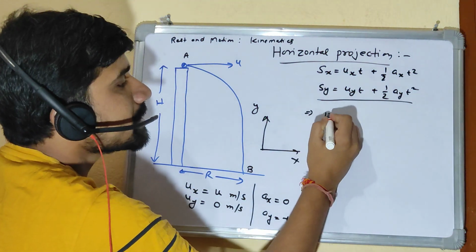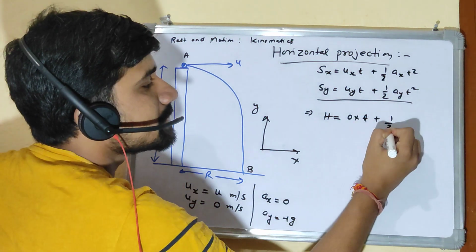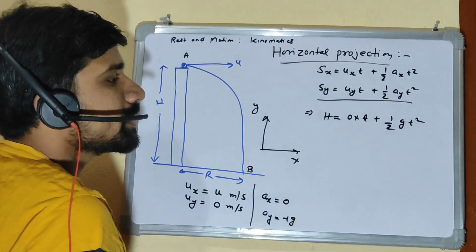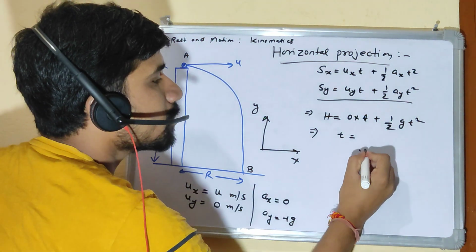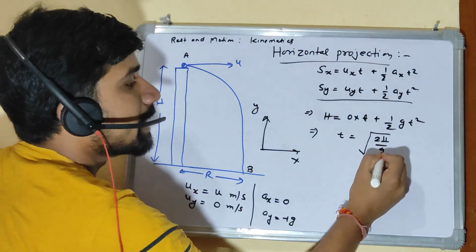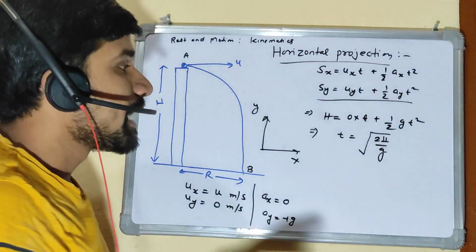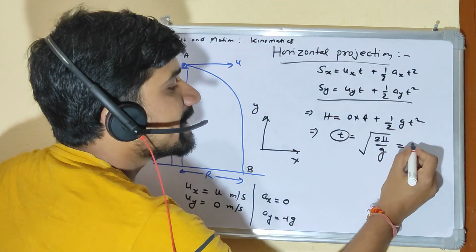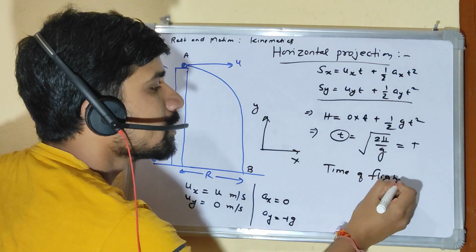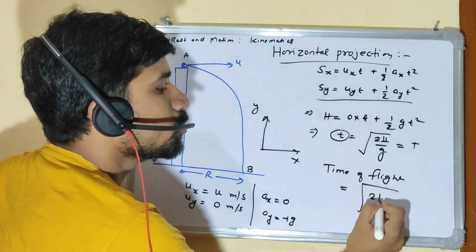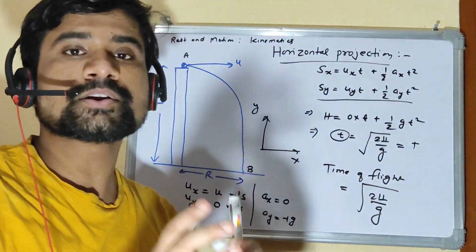If sy is h, initial velocity along y is 0, and ay is g, and t is t square. So if you find t from here, t is nothing but under root 2h by g, and this is the same amount of time for which this body will be in air, and this time is nothing but t, which is time of flight. Time of flight for this motion will be under root 2h by g. Correct?